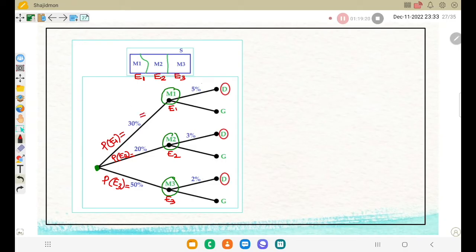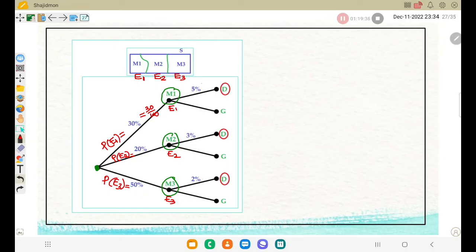30% means how to change into probability number? 30 divided by 100, correct? That means 0.30. 20 divided by 100, that is probability of E2. 50 divided by 100, probability of E3.